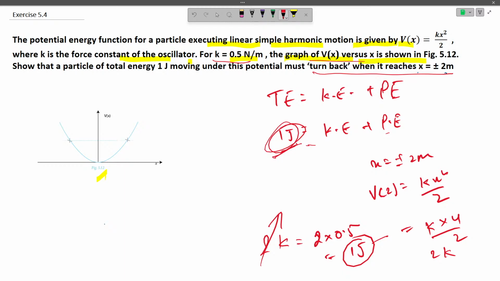Let's move to the next question. If you have any doubts, you can ask. I will pause for a minute.